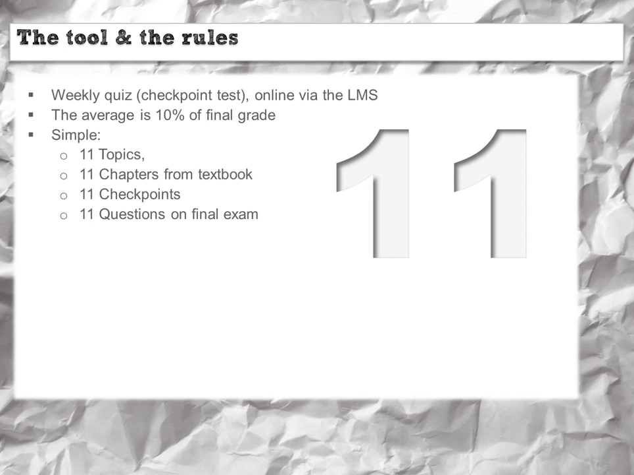So there were 11 topics I want them to know. I've got 11 chapters from the textbook. There are 11 checkpoints that they have to do at the end of every topic. And on the final exam, there are 11 questions. Question 1 will be answered by week 1, chapter 1 of the book, and you've already done the quiz of it, which was quiz number 1. Each quiz had about 10 to 14 multiple choice questions, so they're not big.